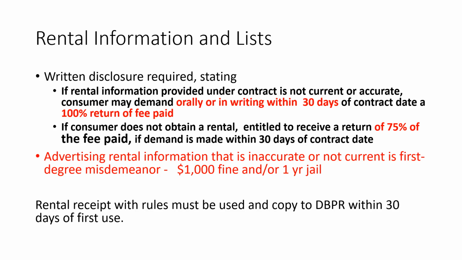If you do sell inaccurate information and it's not current, this is a first-degree misdemeanor, $1,000 or 1 year in jail. Rental receipt with rules must be used and a copy to DPPR within the first 30 days of first use.